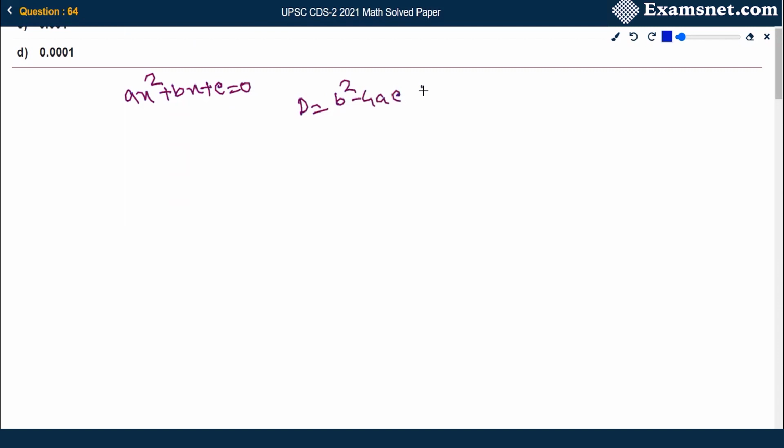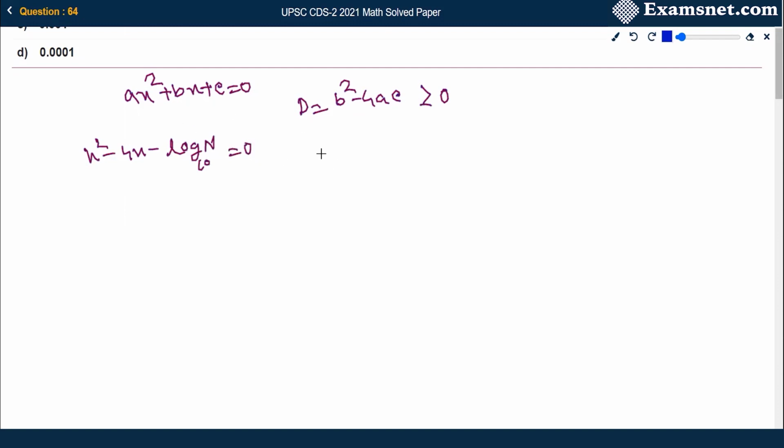If D equals b squared minus 4ac is greater than or equal to 0, we can say the roots are real. So here we have x squared minus 4x minus log n to the base 10 equals 0.